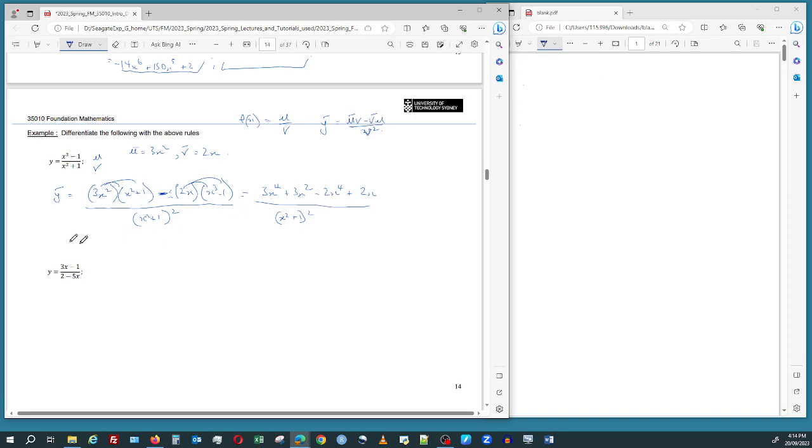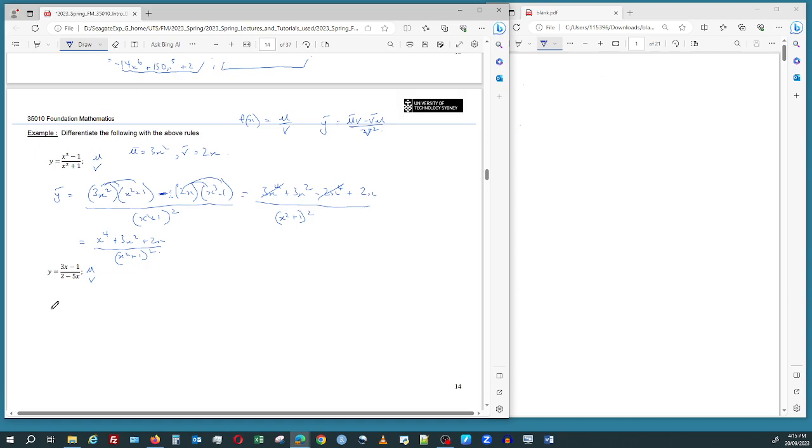And so then finally we get 3x^4 minus 2x^4 is just x^4. 3 apples minus an apple. Plus 3x^2 plus 2x. Divide all of that by x squared plus 1. Okay, so we do the same again for this one.